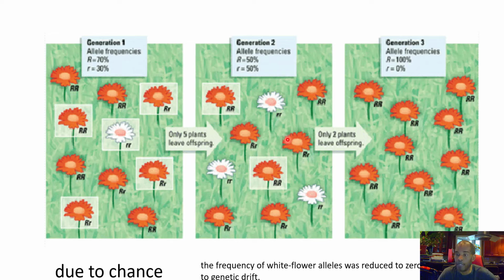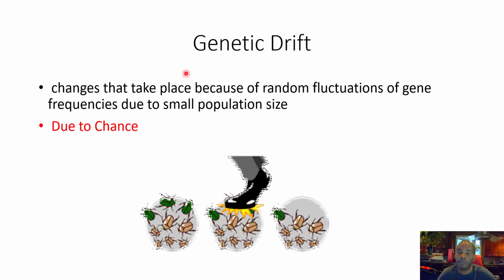And why did it happen? Because of chance, random chance. Not natural selection, not a mutation, just random chance. It just happened. So genetic drift is something that affects populations. It normally affects populations when the population is small, however.